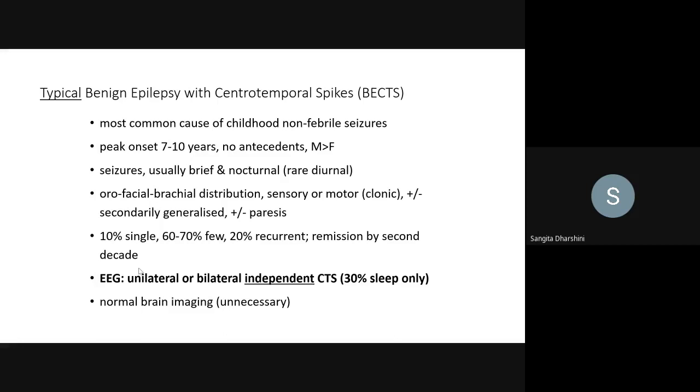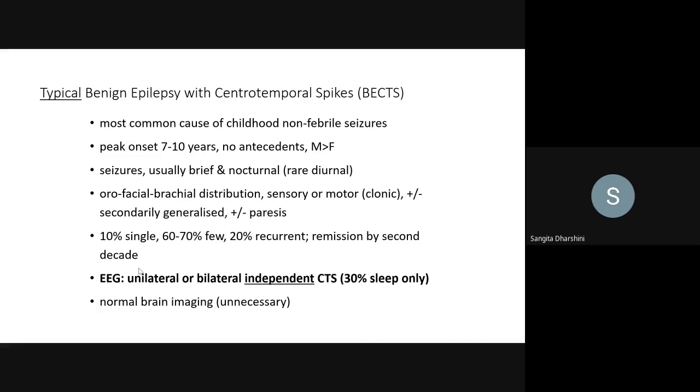A lot of the children have few seizures. 20% of them have recurrent seizures, so I usually treat the 20% with the recurrent ones. For these kids, even if they have one seizure every 6 months, I don't treat them because generally the seizure burden is not very big. The seizures usually stop by mid-teenage years, and hence it has a good prognosis. EEG is diagnostic. Usually I don't do an MRI brain unless there are some concerns from the EEG.